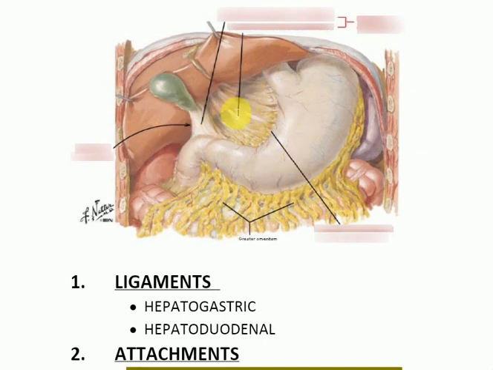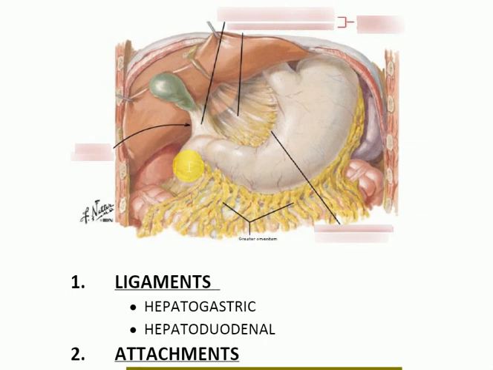These are the contents of the lesser omentum. I explained it through this image because it would be easier now for you to memorize. Like ligaments are two, which are already shown in the picture: the hepatogastric ligament and hepatoduodenal ligament. Then the attachments: the ligamentum venosum, the porta hepatis, the abdominal esophagus, the lesser curvature of the stomach, and the first part of the duodenum.